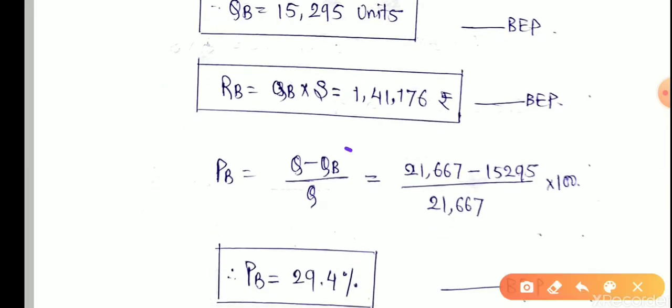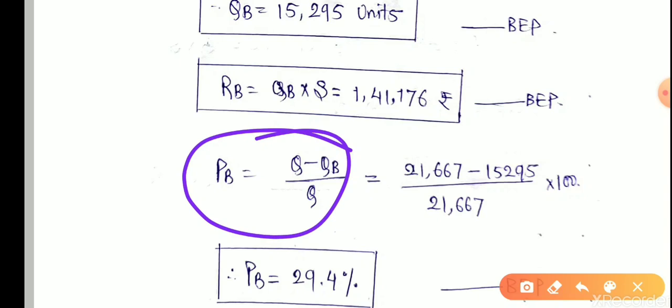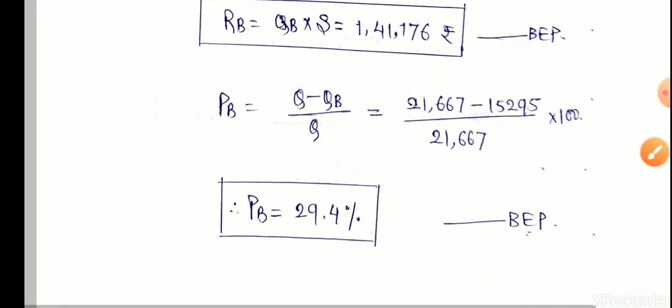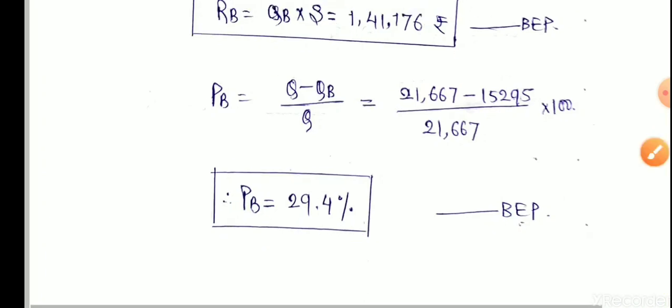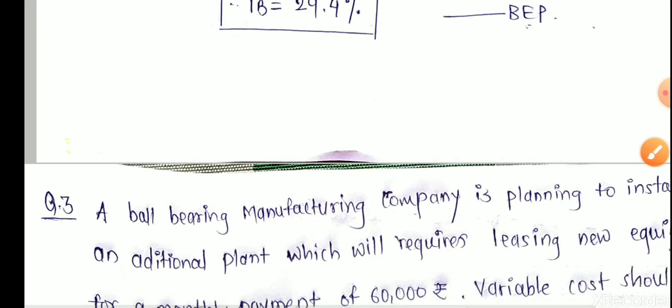Now PB, the break-even point in terms of percentage, is equal to Q minus QB divided by Q into 100. This gives 29.4%, meaning in our total stock there is a 29.4% profit from the stock, based on how many units we have stocked. This is the break-even point, and our answer is covered here.